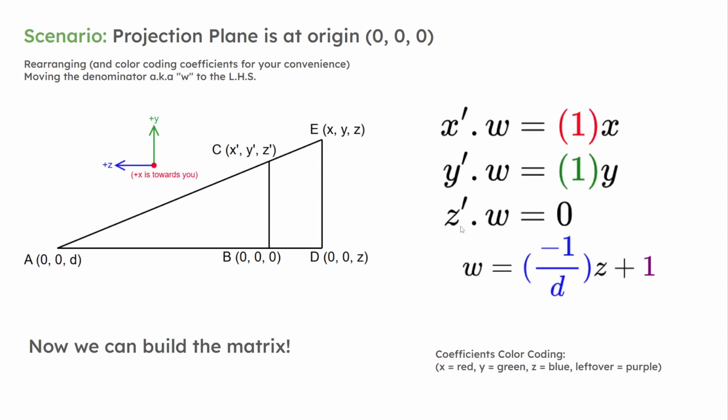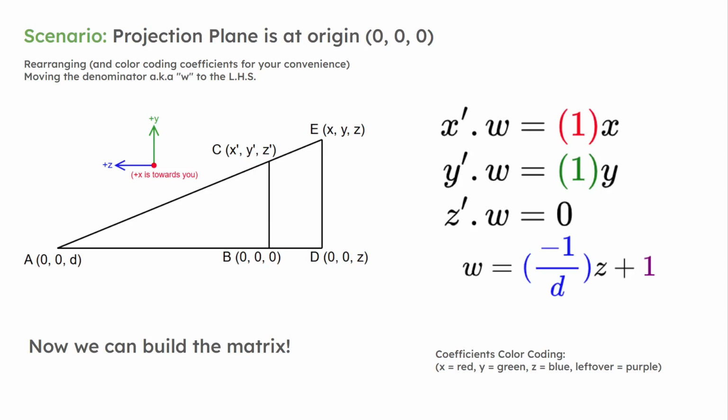So in this equation from z prime into w, there's no x term, y term, or z term, or even a leftover term. So it is 0 here. Here in this equation, there's only an x term. For the second equation, there is a y term, and in this fourth equation for w, there's a z term and a leftover term. The leftover term is indicated with purple color. Now we have separated our coefficients and color coded them.